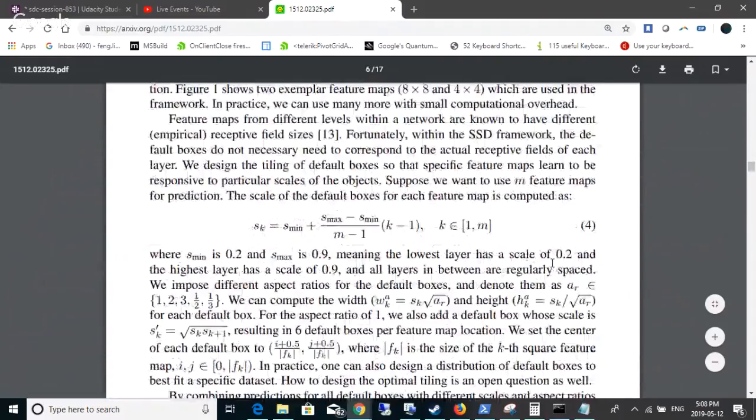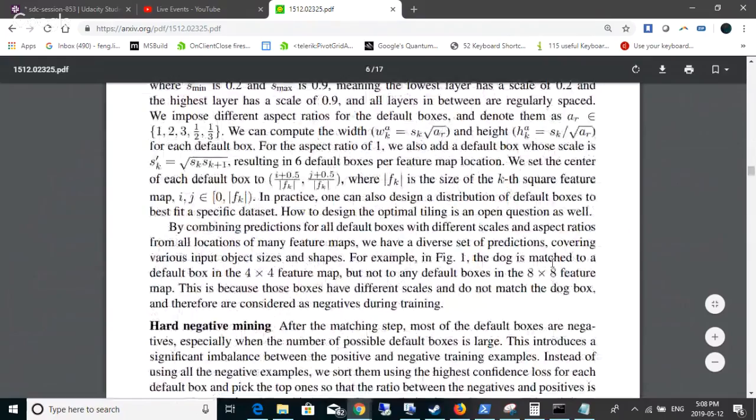But yeah, anyway, I'm not going to stay too long on this paper.